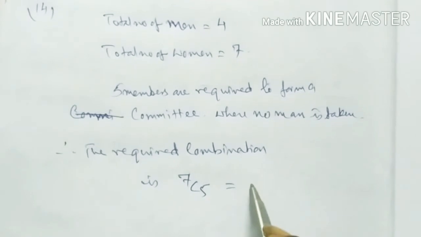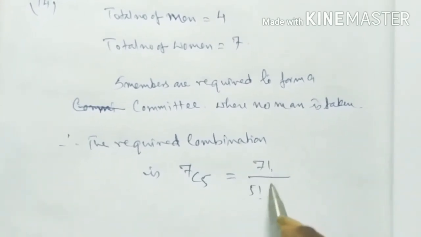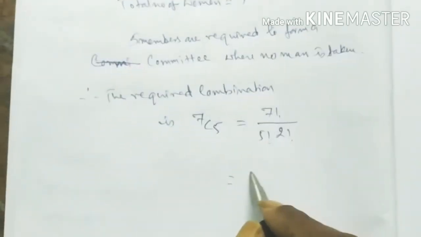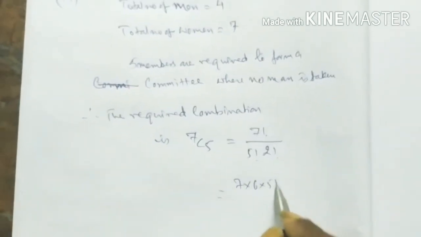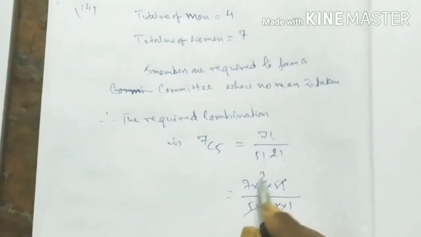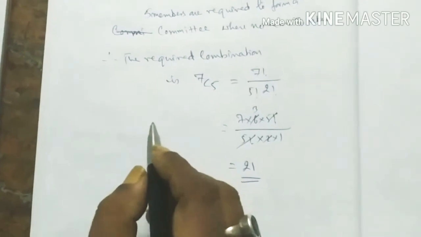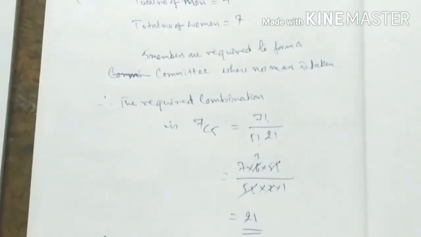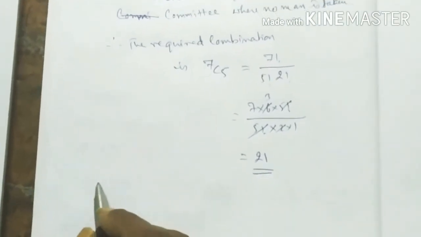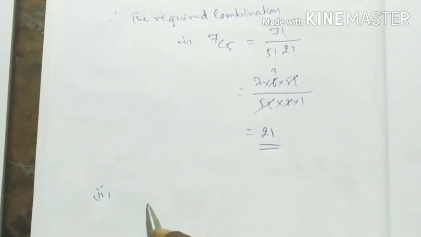That comes out to be 7 factorial by 5 factorial into (7 minus 5) factorial, that is 2 factorial. So 7 into 6 into 5 factorial by 5 factorial into 2 into 1. 5 factorial cancels out. 2 3s are 6, that is equal to 21. This is your first, no man is taken. And in second, at least one man and one woman are taken.